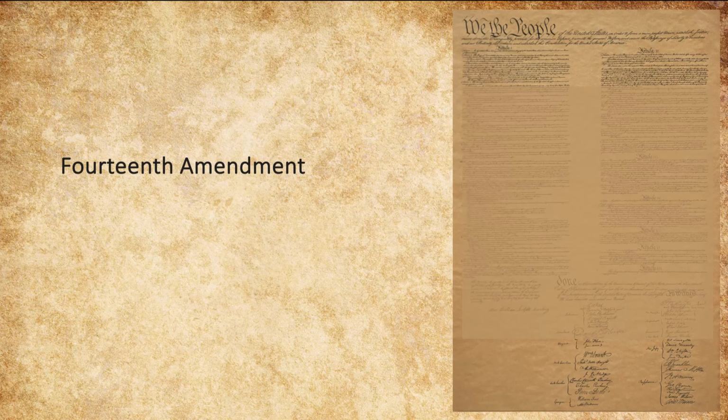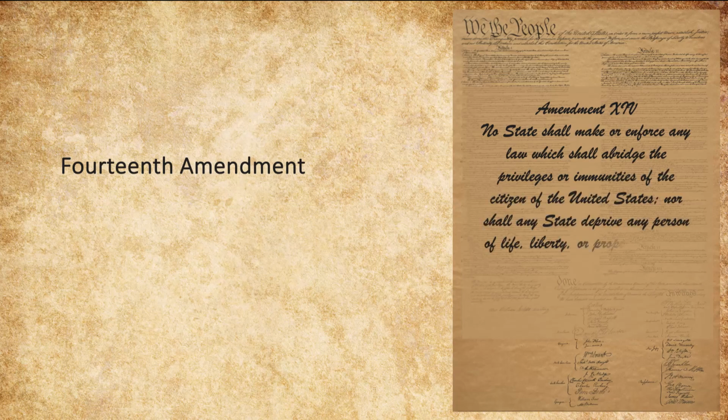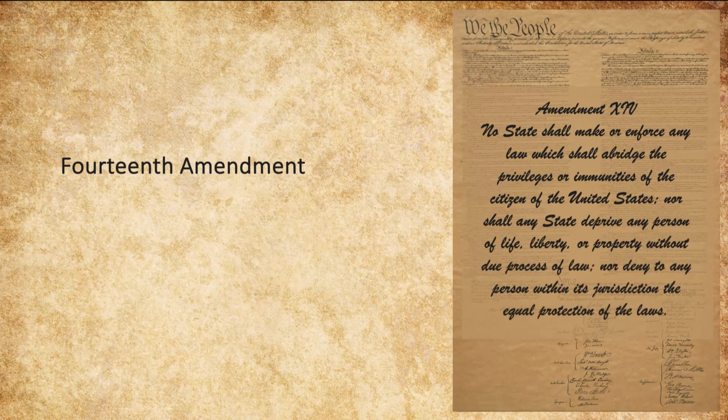But the passage of the 14th Amendment in 1868 began to change this view. Remember that the 14th Amendment was one of several Civil War amendments passed in the immediate aftermath of the Civil War and dealing with its impacts. The 14th Amendment had several provisions, but the important part for our purposes here is the second sentence of Section 1, which provides that no state shall make or enforce laws which shall abridge the privileges or immunities of the citizens of the United States, nor shall any state deprive any person of life, liberty, or property without due process of law, nor deny to any person within its jurisdiction the equal protection of the laws.